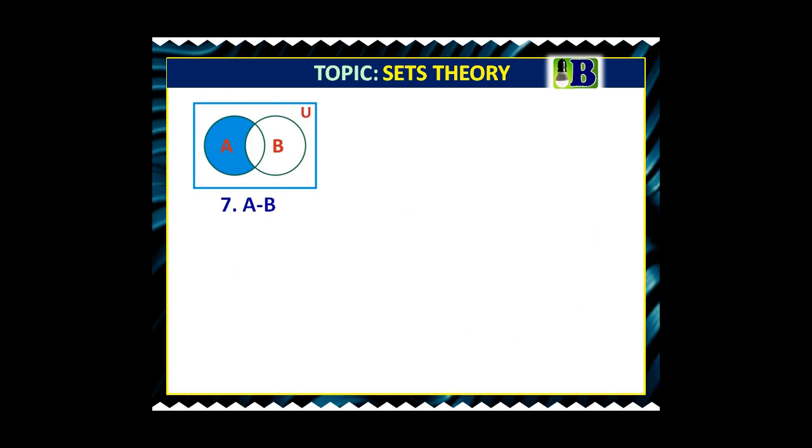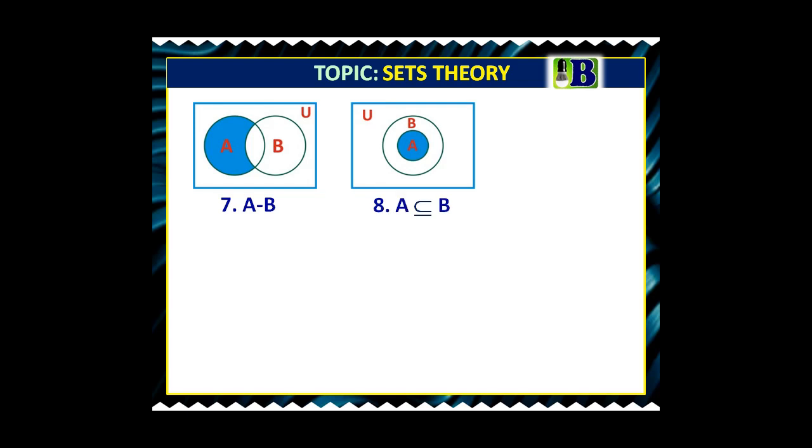The seventh one we have here is called A minus B, which is the difference set, which we discussed when we were talking about set operations. What this means is that it's telling you all the elements of set A which are not in B. That is what A minus B indicates. Then we have the other one, which is called A is a subset of B, which means every element of A is inside set B. Then we have the last one, which is called set A. That is to say that the shaded portion is the set A.